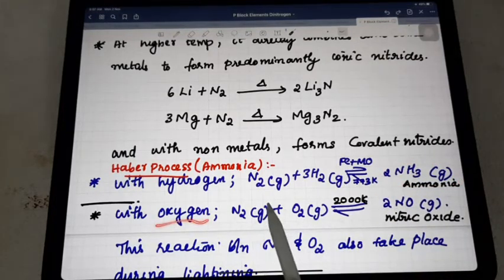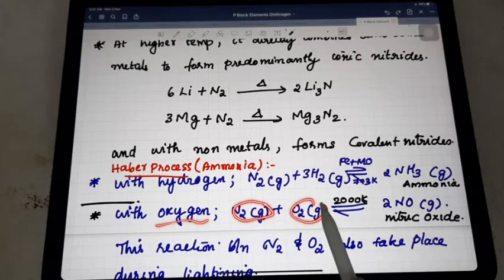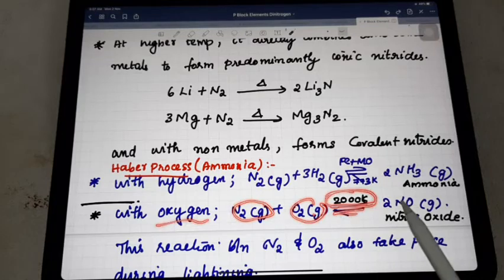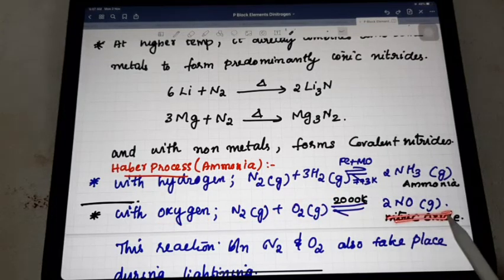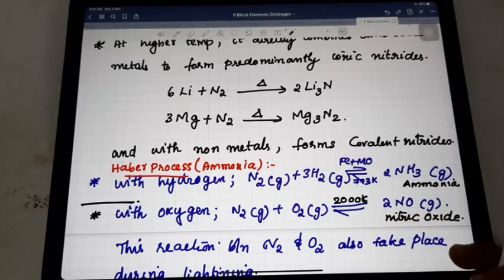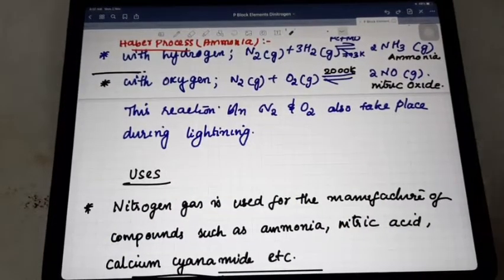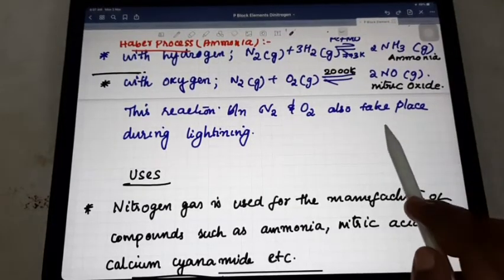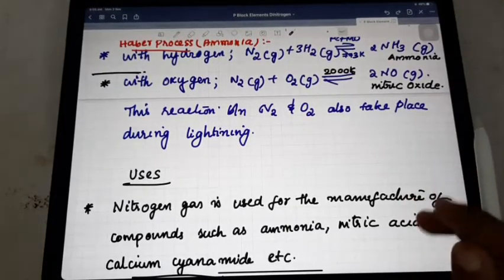Then nitrogen with oxygen. Oxygen here is a non-metal. It combines at 2000 Kelvin and results in nitric oxide, NO. This is one example of covalent nitrides. This nitric oxide formation mainly occurs during lightning.